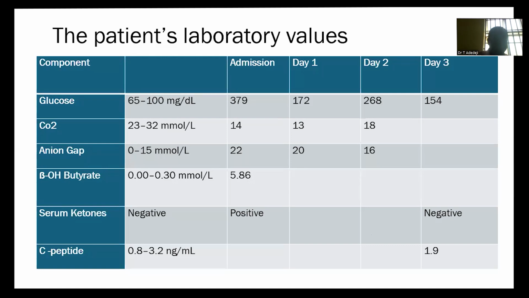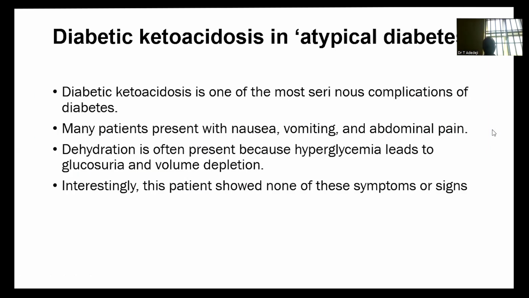It became normal. Beta hydroxybutyrate on admission was high. Serum ketones were initially positive, but eventually on day 3 became negative. Now the C-peptide that was measured on day 3 was also normal. Now, this case is typical of what can be called diabetic ketoacidosis in atypical diabetes.